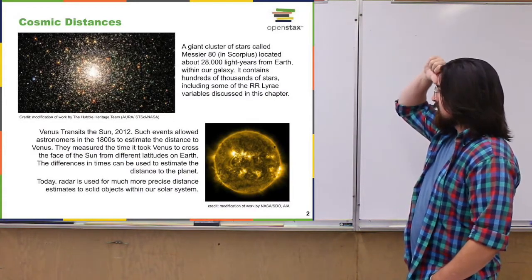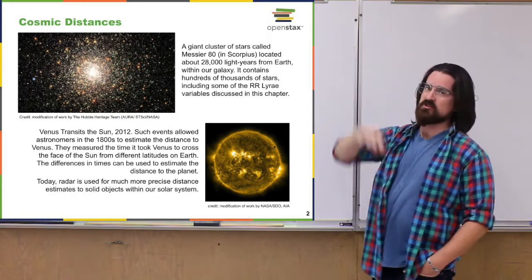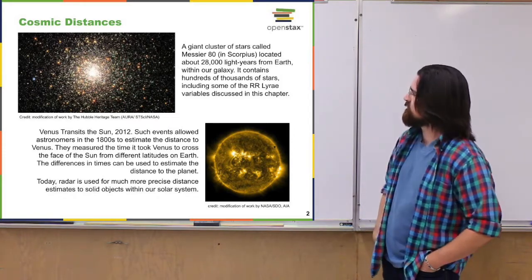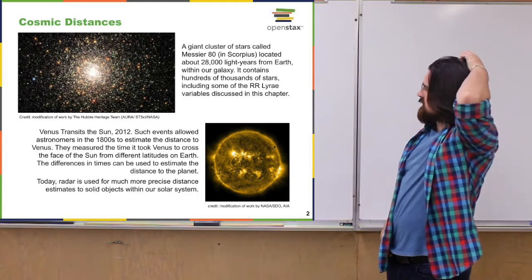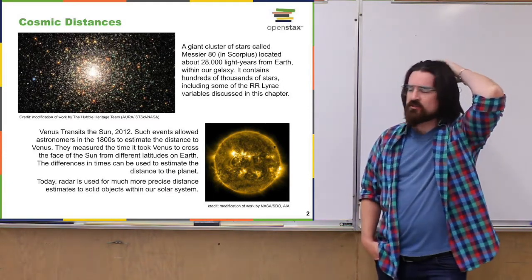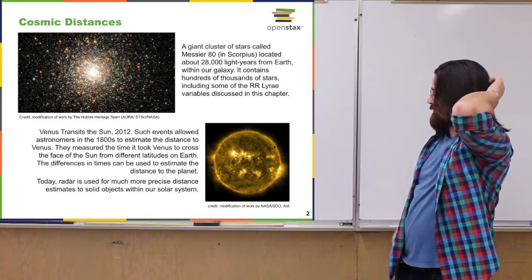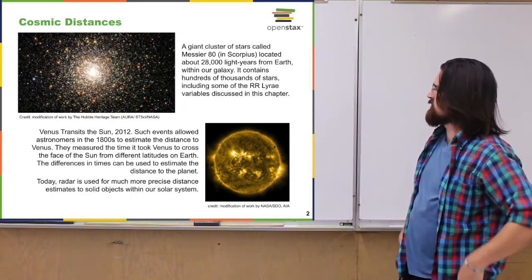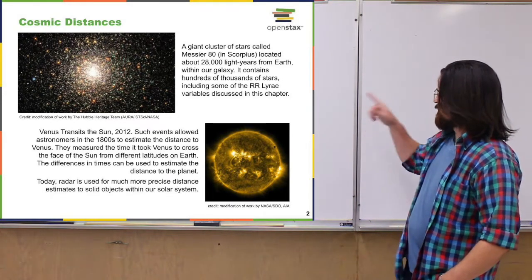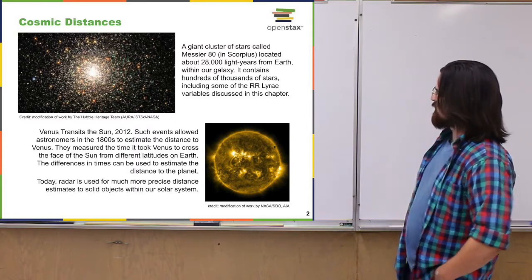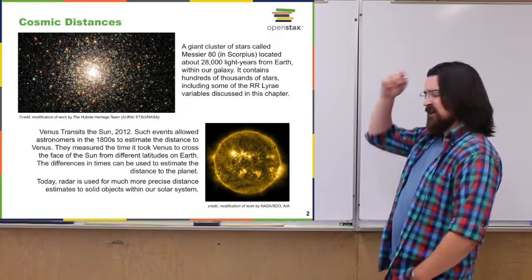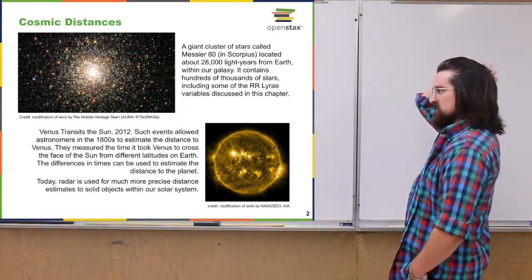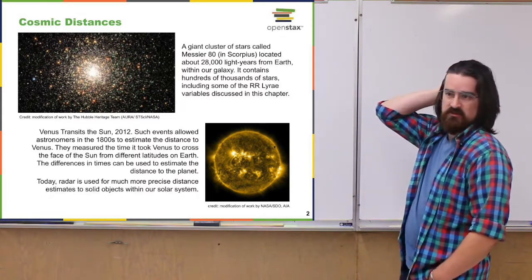The top one there is a big cluster of stars called Messier 80, in the constellation Scorpius. It's about 28,000 light years from Earth, so that's within our own galaxy. It's got a whole bunch of stars, including some that we term RR Lyrae. Those objects are some things we use to measure distances. We'll talk more about those a little bit later.